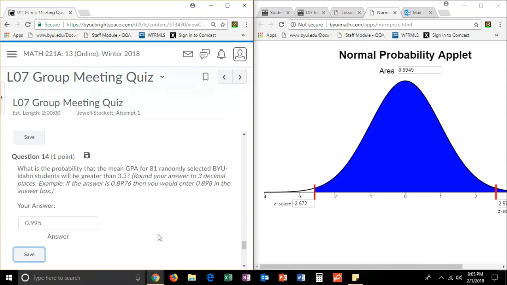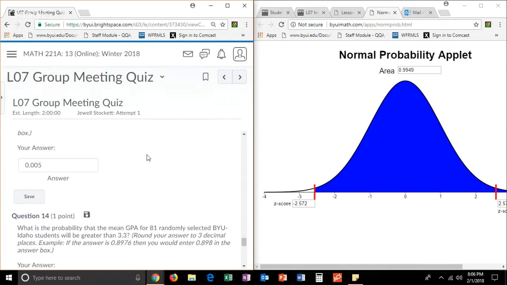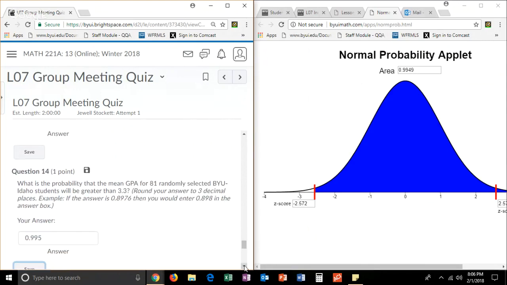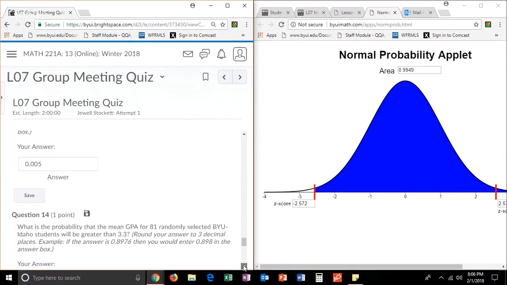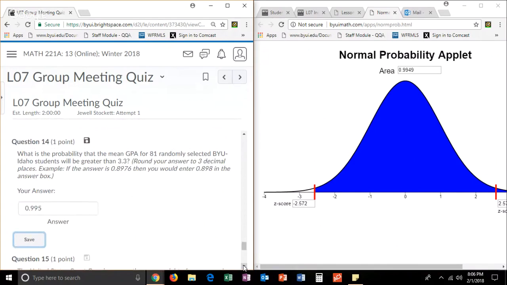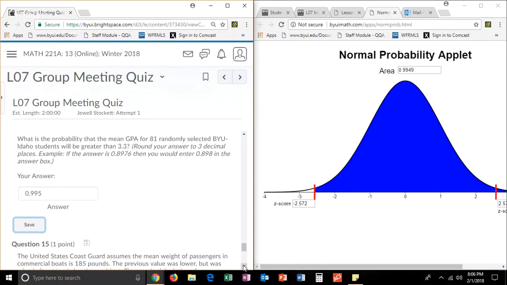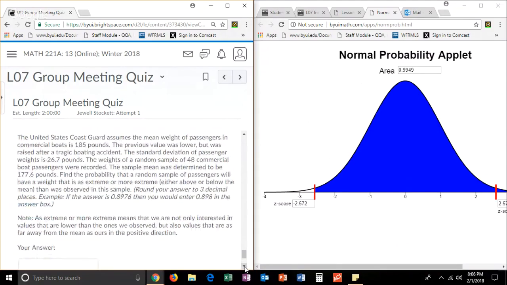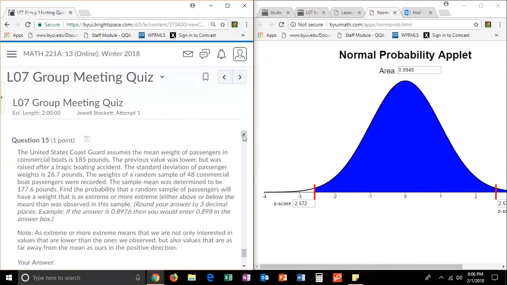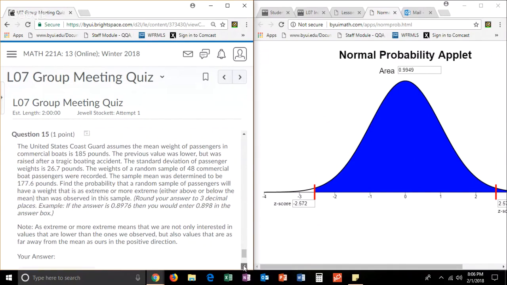Yeah. And then I think 14 is exactly 1 minus 0.005, sorry, my brain is shutting off. 13 is everything below 3.3, and then 14 is everything above 3.3. Right, so take 1, subtract the 0.005, so you have 0.995. Got it. Is that what Ruth got too? Yep. Okay, cool. I think this is the last question.